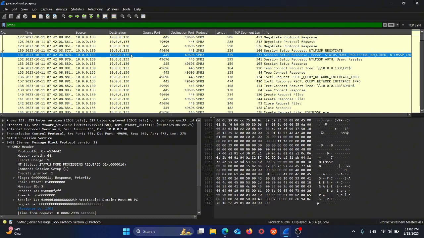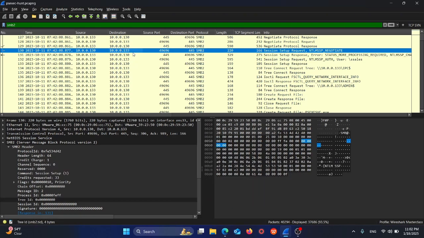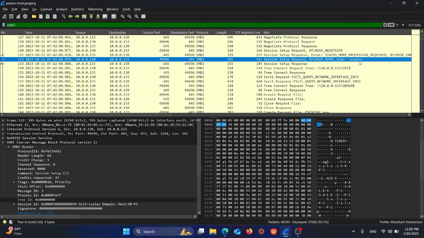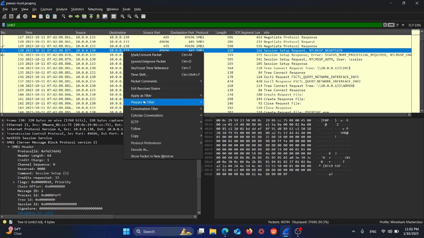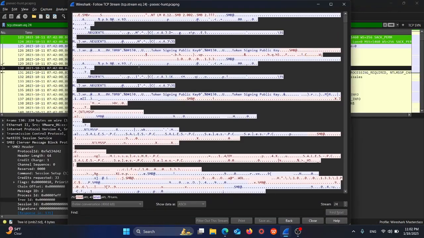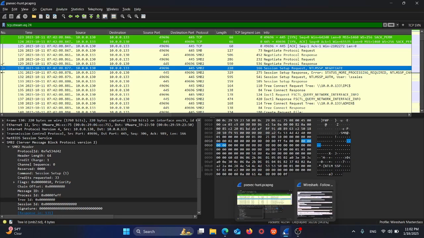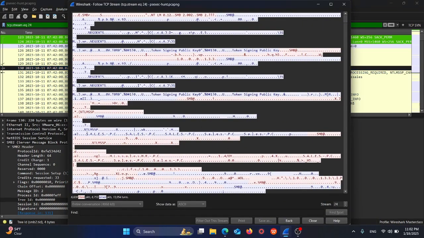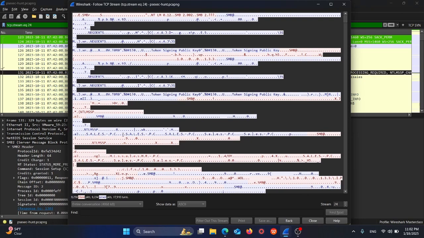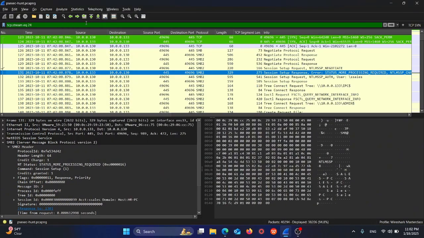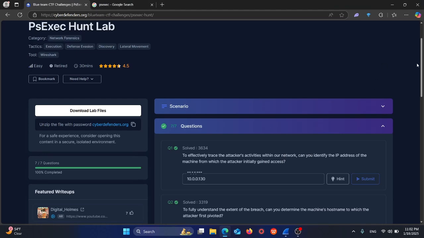So we can assume that it first started to compromise the machine with IP address 10.0.0.133. There will be a session setup request, and then it's authenticated using the user SSCells. We can follow the TCP stream. What was the question? They're asking for the host name. The host name we can easily draw from here. The host name is indeed here, SCCELLS-PC, the host name of the machine that was initially compromised. So the answer is indeed SCCELLS-PC.